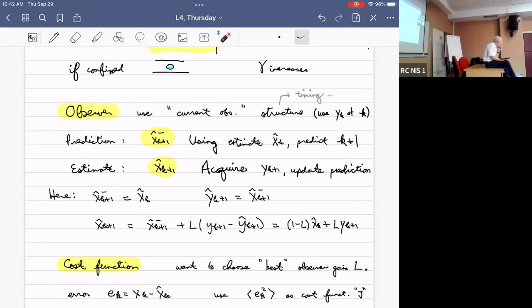I'm sorry, you said that without drift, the estimate would just be equal to the prediction. Yes. I mean, we're trying to formulate a prediction, so I'm saying that the prediction would just be the previous estimate. But with drift, what would this look like? Well, we'll come to this, but basically it's a deterministic system. Yes. So drift is the deterministic part of the dynamics.